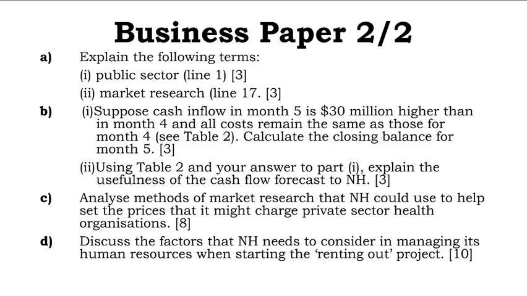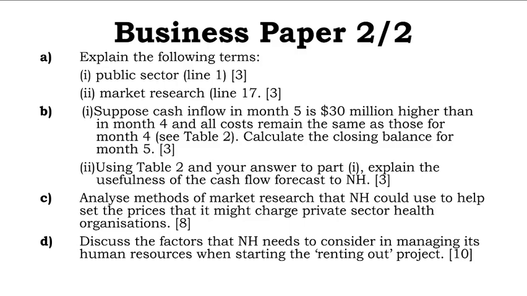Okay. Next is part B. The first one: suppose cash inflow in month 5 is 30 million higher than in month 4, and all costs remain the same as those for month 4 given in table 2. Calculate the closing balance for month 5.